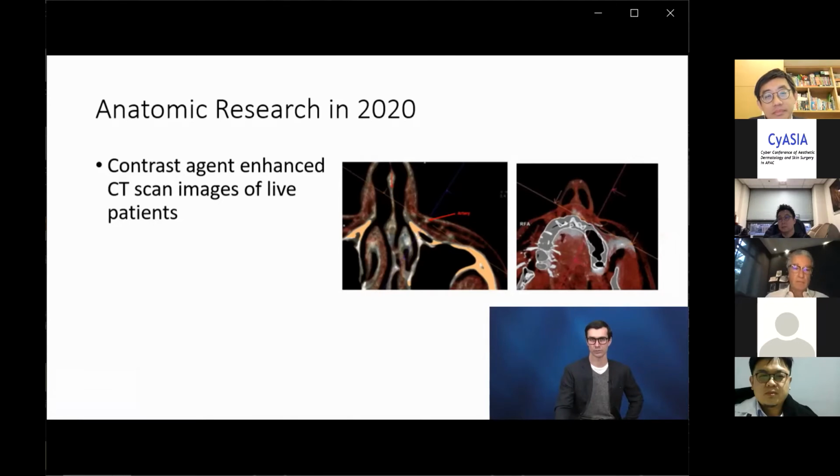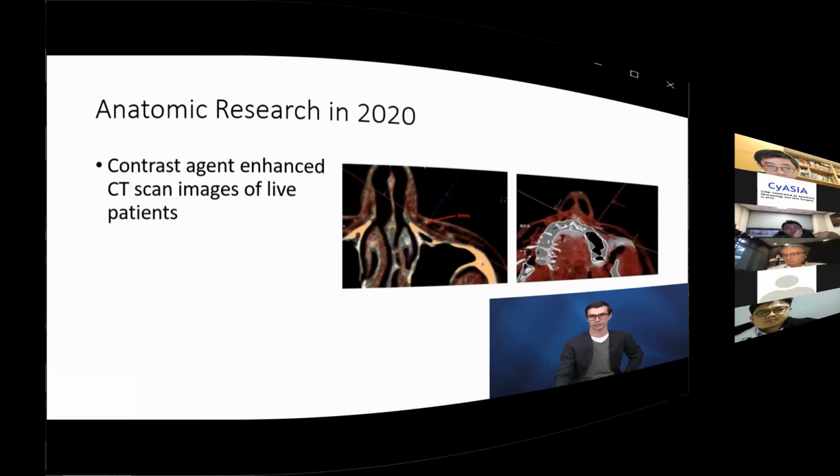And I think during the last years, and culminating last year in 2020, we started using other types of research. We used contrast agent enhanced CT scans of living patients, which is nice because it's really clinically applicable. The problem with this type of research is that it is CT scanning, which involves radiation, and the contrast agent is also a little bit tricky to inject and to have the respective availability of the data.